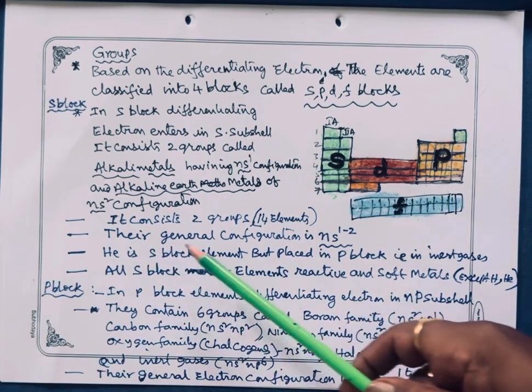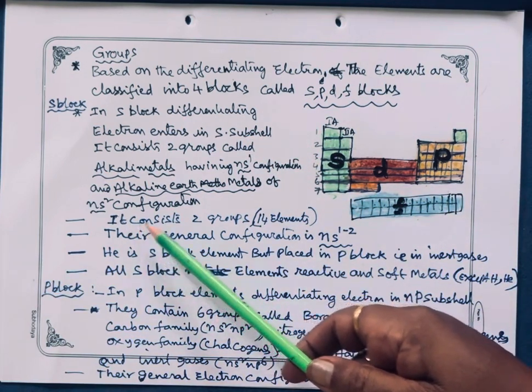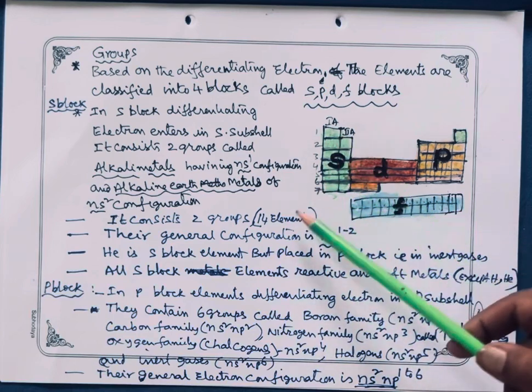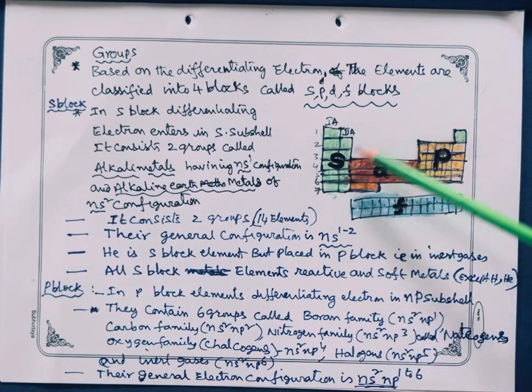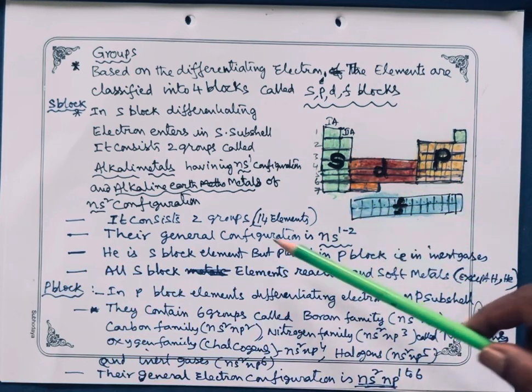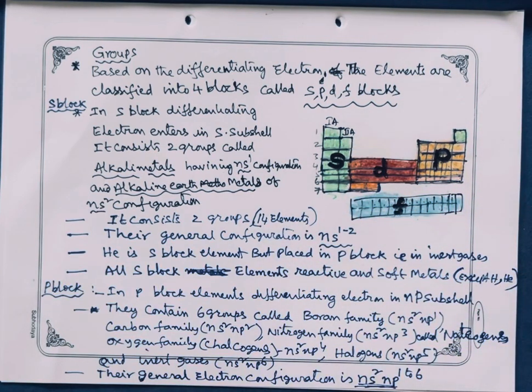Next, p block. Let us see. It consists of two groups, 14 elements. These are 7 elements, and these are also 7 elements. This element also comes here. The s block consists of two groups and 14 elements. Their general configuration can be written as ns1 and ns2, so ns1 to 2.